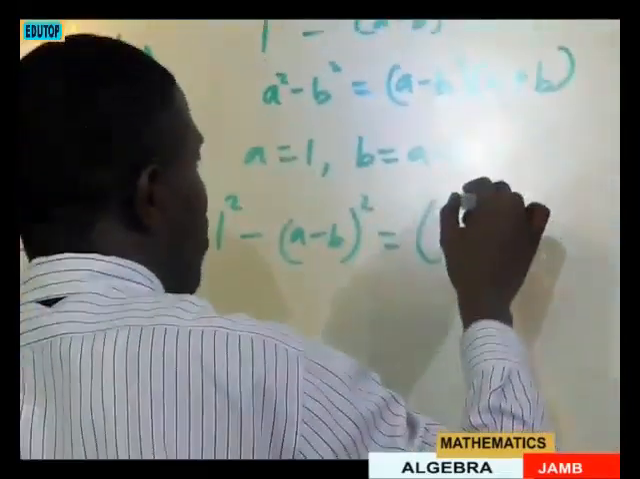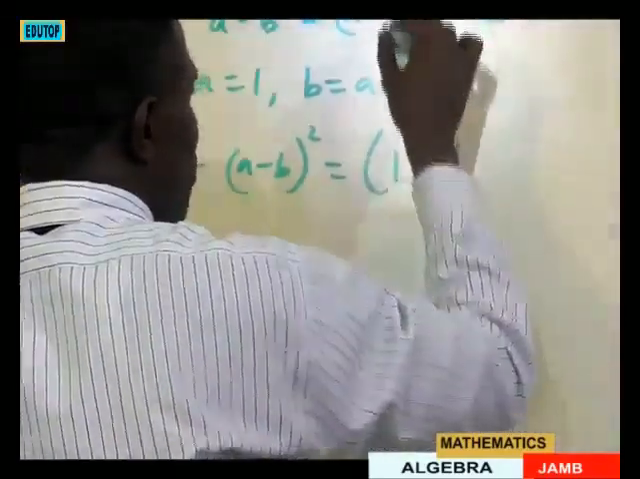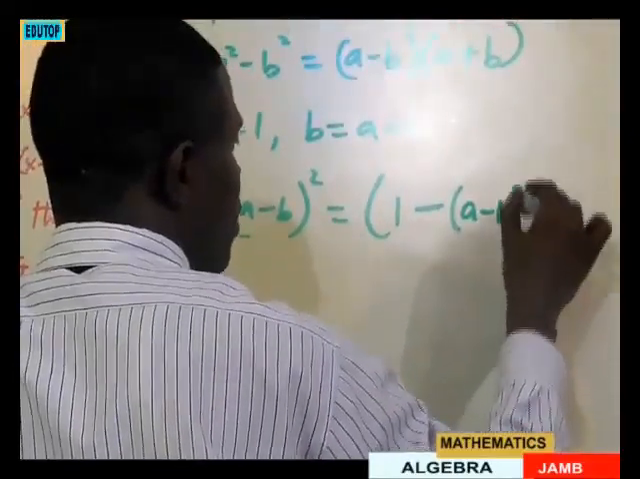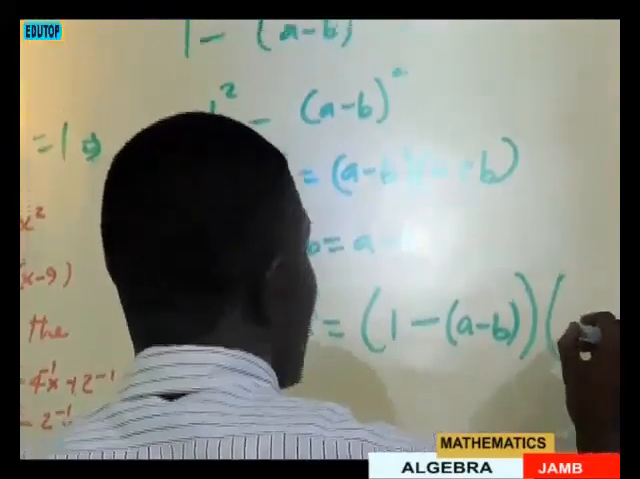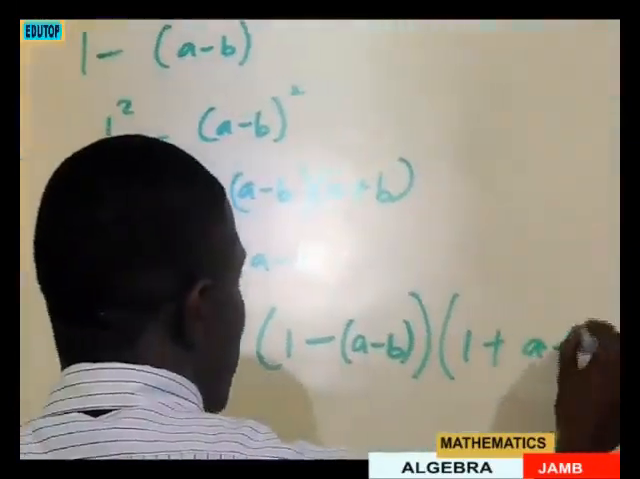What's A? A is 1 minus B. What's my minus B? That is, take note, minus B, open a bracket. What is my minus B? My B is A minus B. Take note of that. Put a bracket. Then into A. What's my A? My A is 1 plus B. What's my B? My B is A minus B.